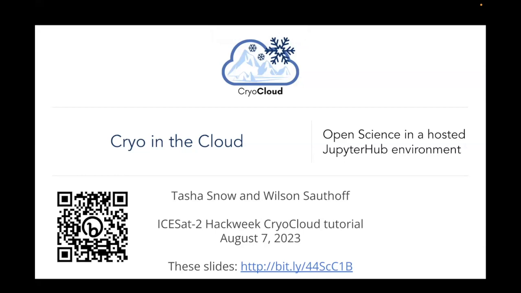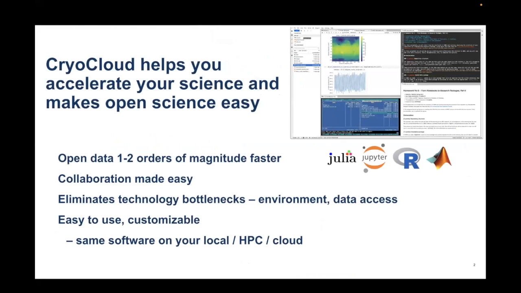So the reason why we're using CryoCloud, it's using the cloud to virtually access data and work together and collaborate. CryoCloud specifically helps you accelerate your science and makes open science easy. So what you'll find after this presentation and after using CryoCloud is that it allows you to open data 1 to 2 orders of magnitude faster than you can from your personal computer. It makes collaboration a lot easier. It eliminates technology bottlenecks. We have an environment already installed that has most of the things that you need to use. And we provide code for data access that makes it a lot easier to access different kinds of data sets that you'd like to.